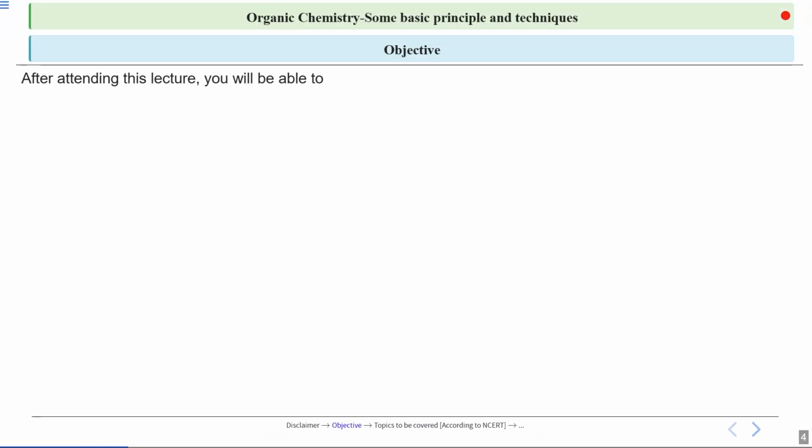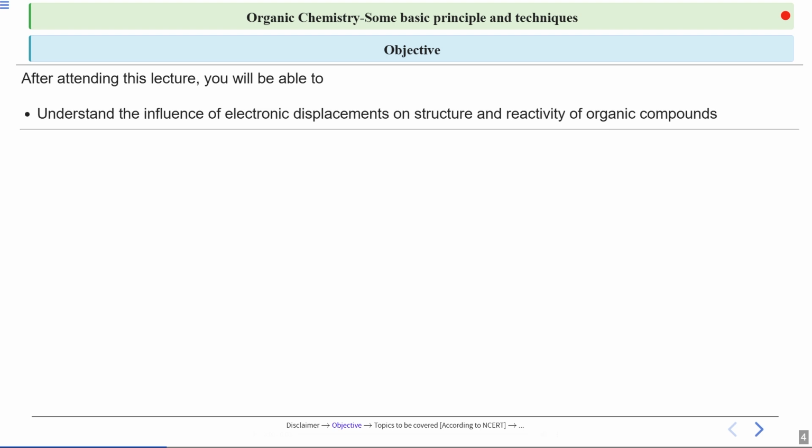Now in today's lecture, our objective would be to look at the electronic displacement. These electronic displacements are very important because they help us to decide the course of a reaction, how a molecule interacts with another molecule, and what the product is accordingly.